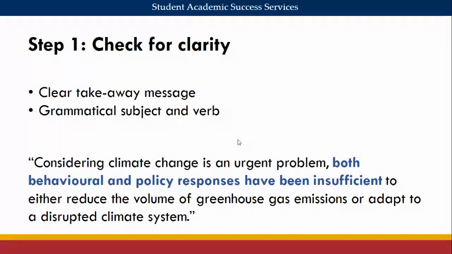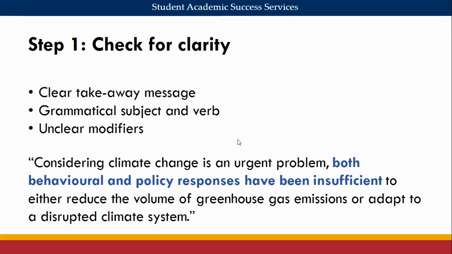The final step of this part of the checklist is to think about modifiers. Modifiers are words, phrases, or clauses that alter another word or another part of a sentence. Here, we have a dangling modifier in the first part of the sentence, considering climate change is an urgent problem. If you think about it, no one in the sentence is actually doing the considering.